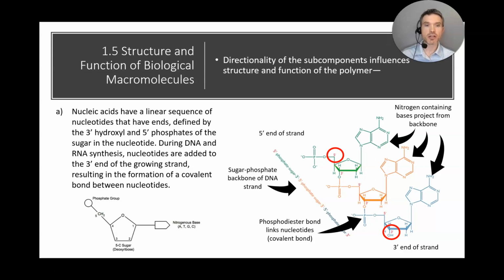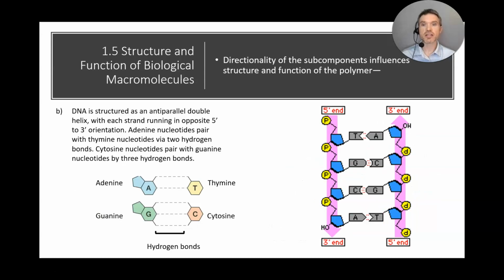What you'll notice in the nucleotide strand, it has a 5' end, which is denoted by the phosphate, and a 3' end, which is denoted by the sugar residue. Okay. So remember that. 5' phosphate, 3' sugar. DNA is structured as an anti-parallel double helix, with each strand running in opposite 5' to 3' orientation. Adenine nucleotides pair with thymine nucleotides via 2 hydrogen bonds, and cytosine nucleotides pair with guanine nucleotides by 3 hydrogen bonds.